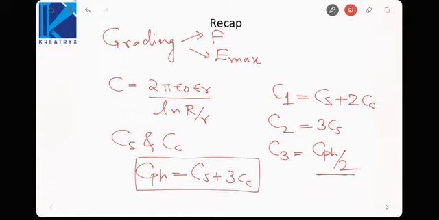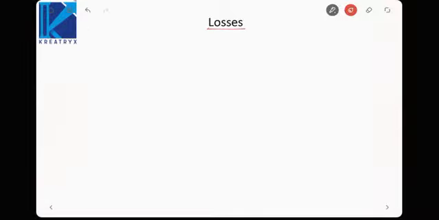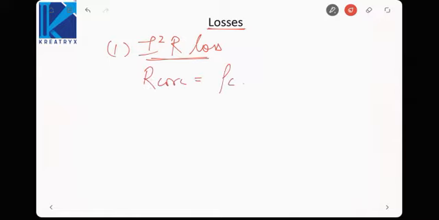Okay. In this lecture, we will focus our attention on the different types of losses that a cable encounters. So the first type of loss that a cable undergoes is the I square R loss. Here R refers to the core resistance, that is rho core into L by A, where A is the cross section area of core.